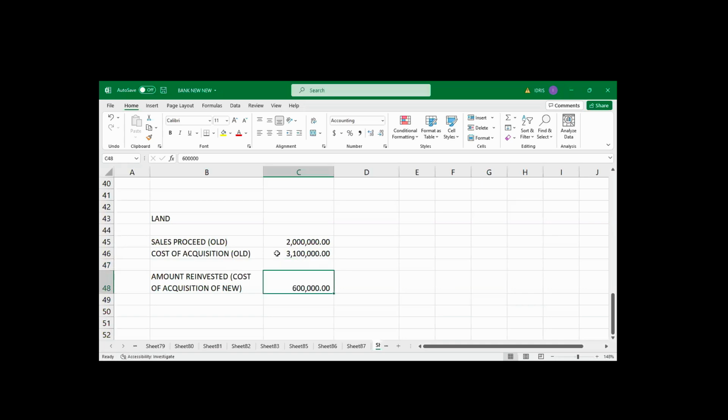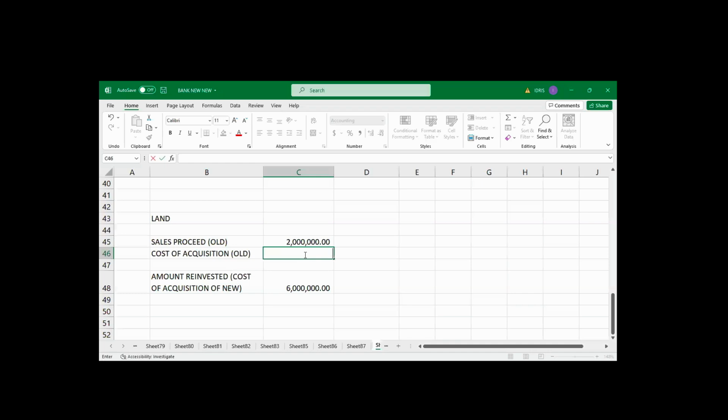What about 6 million? In this, there's no gain. There's a capital loss.